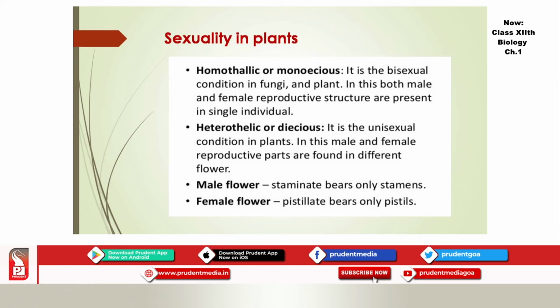And what are stamens? The reproductive parts which are responsible to produce pollen grains. And female flowers are called pistillate flowers, which will only bear the pistil. And what is a pistil made up of? It is again a reproductive part made up of the ovary, style and the stigma. And what does the ovary contain? It contains the egg inside it.